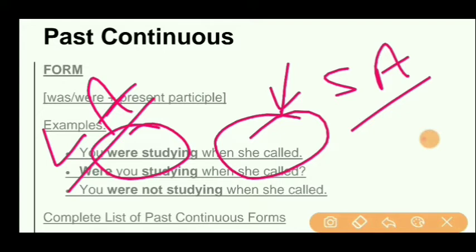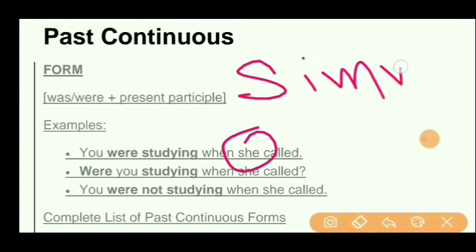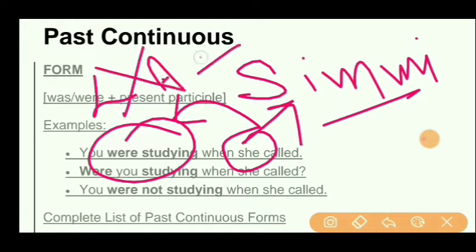So let us understand it better. Let us give this person a name, Simi. For example, she is Simi. So when Simi called you, you were studying. What I said, when Simi called you, you were studying. So studying is a longer action and that action was interrupted by a shorter action.